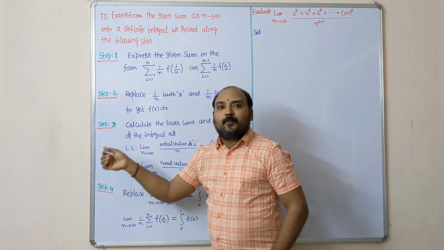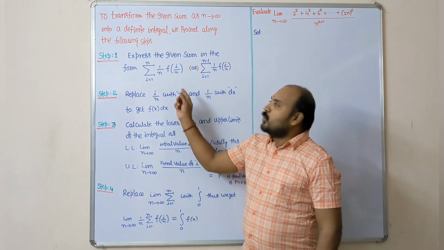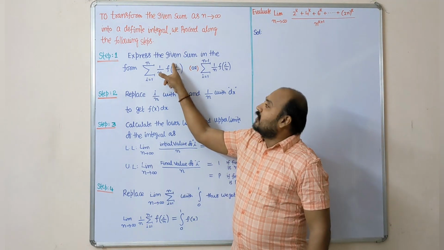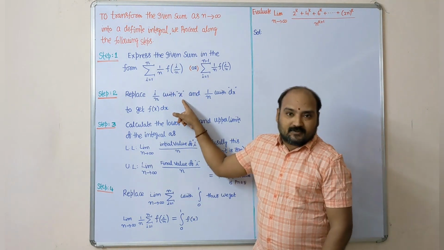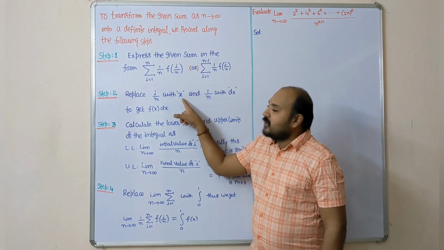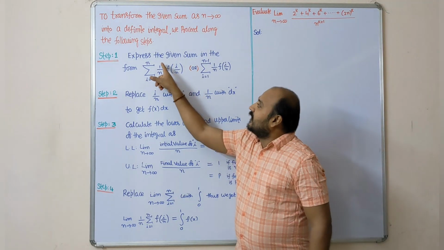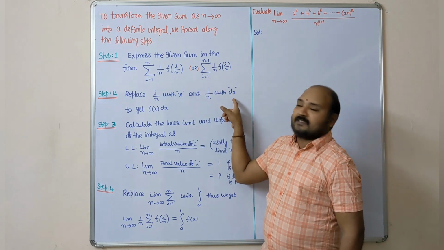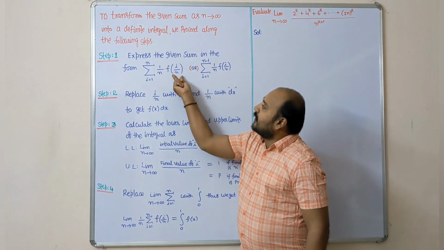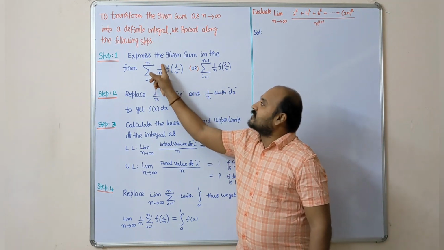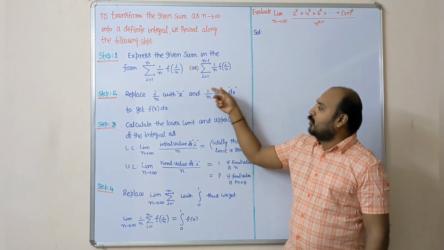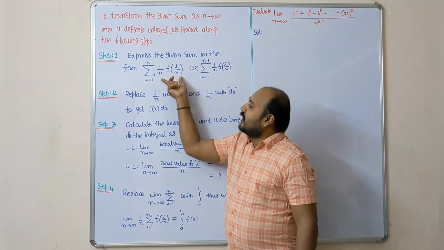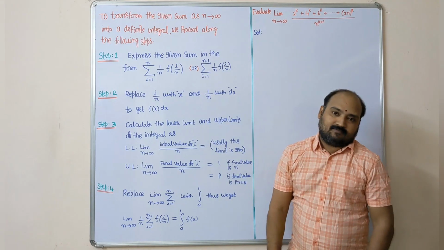In the second step, replace i by n with x, and replace 1 by n with dx. In place of i by n, x. In place of 1 by n, you write dx. Then you will get f of x into dx.